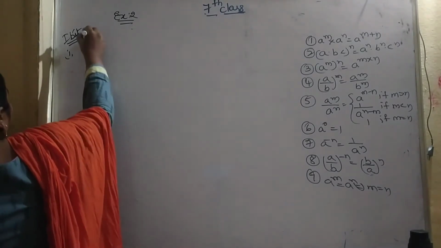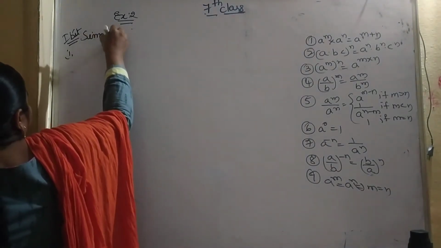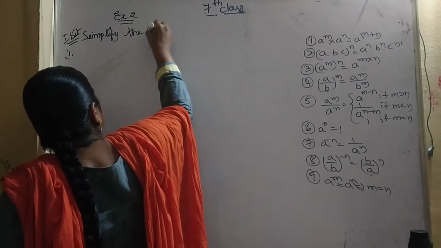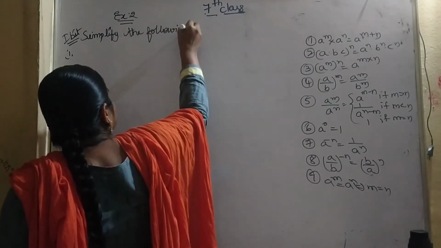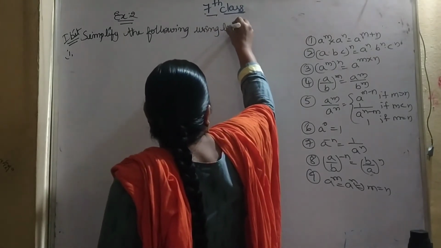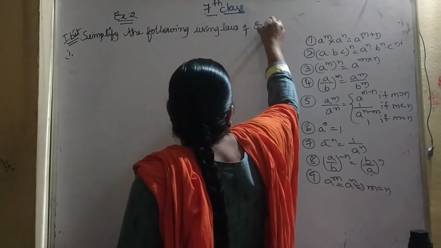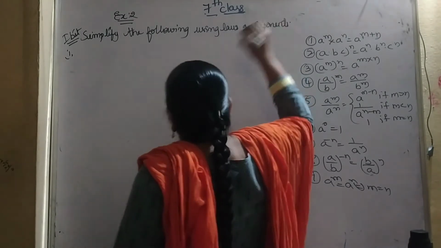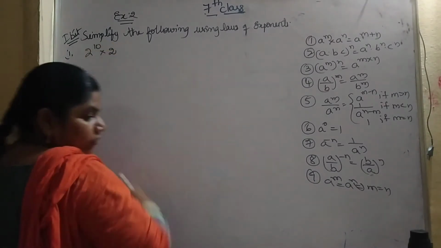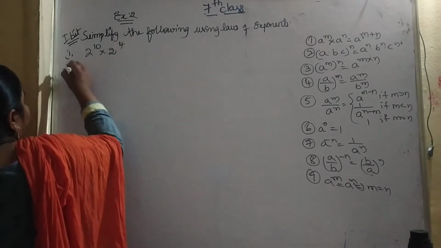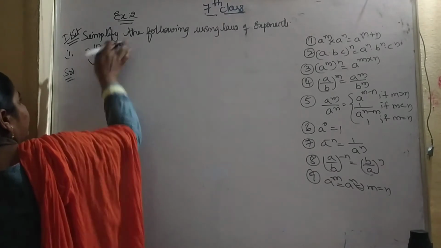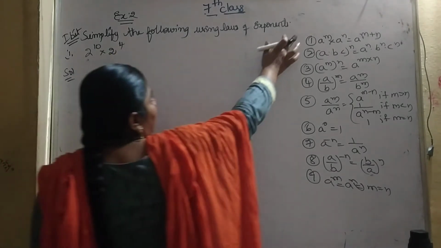In that, the first one: simplify the following using laws of exponents. So the first one is 2 power 10 into 2 power 4. What is this? 2 power 10 into 2 power 4. So when both bases are equal, we have to add the powers. So this is in the form of the first law.